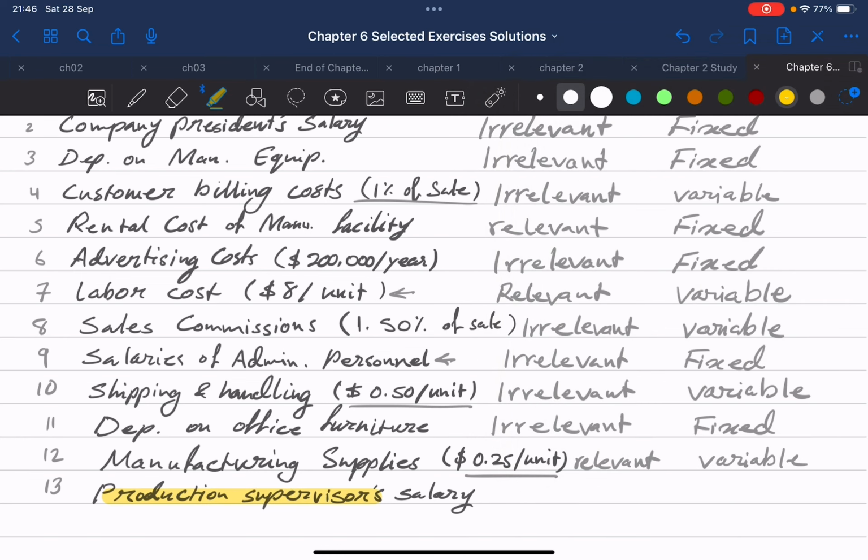right? So that means his salary is an avoidable cost. We can eliminate it if we decide to outsource. So this makes this particular cost a relevant cost. And again, because it's a salary, it's the same regardless of the level of production. That makes this a fixed cost.